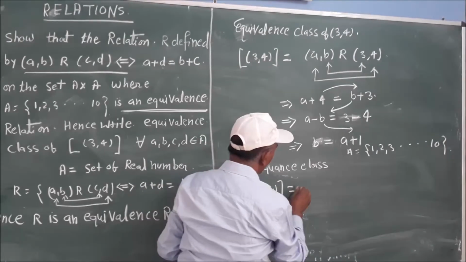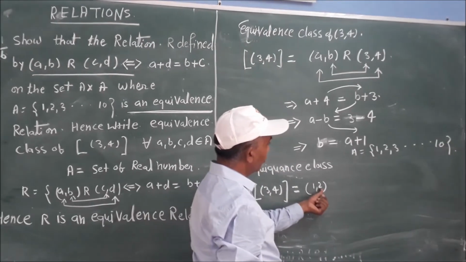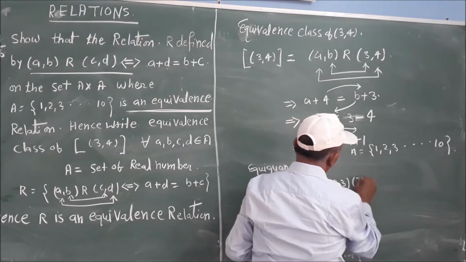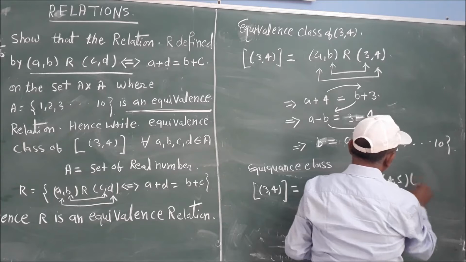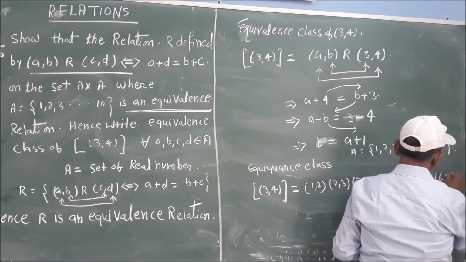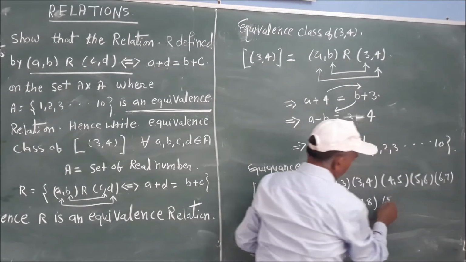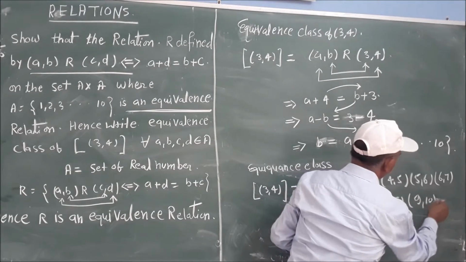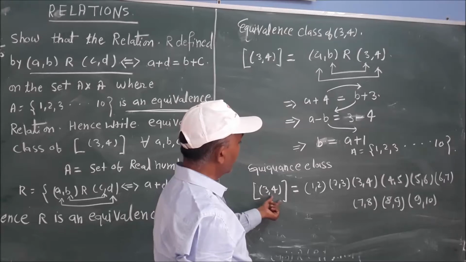This will equal to 1, 2. Here B is 1 greater than A: 2, 3, 3, 4, 4, 5, 5, 6, 6, 7, 7, 8, 8, 9, and 9, 10. Last element is 9, 10. So these are the equivalence class of 3 and 4.